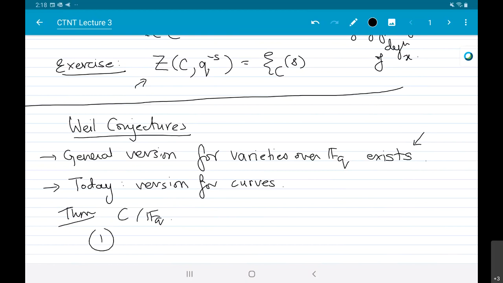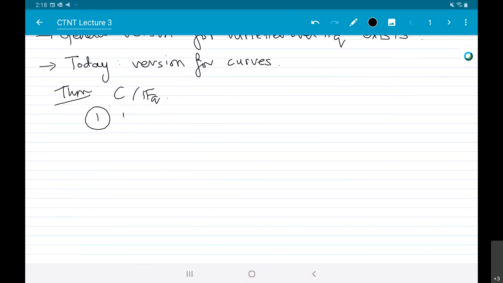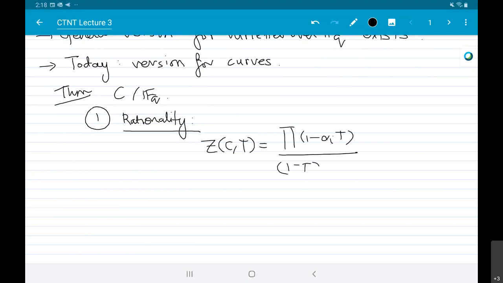The first part is called rationality, and that says that the zeta function is actually a rational function. So Z_C(T) is the product over (1 minus alpha_i T) over (1 minus T)(1 minus qT), where i goes from 1 to 2g. And these alpha_i's are nothing but the Frobenius eigenvalues that we saw. So this is very cool, right?